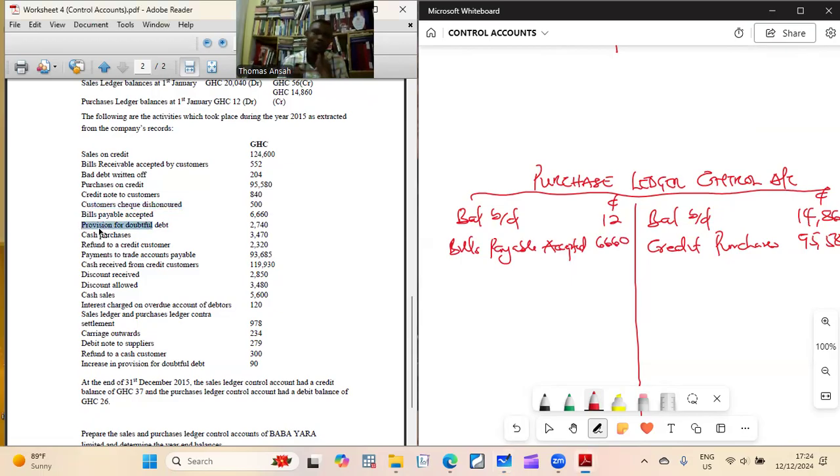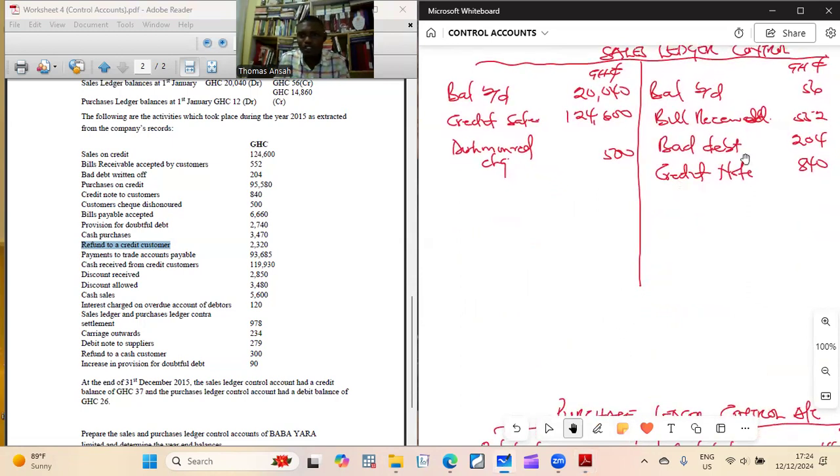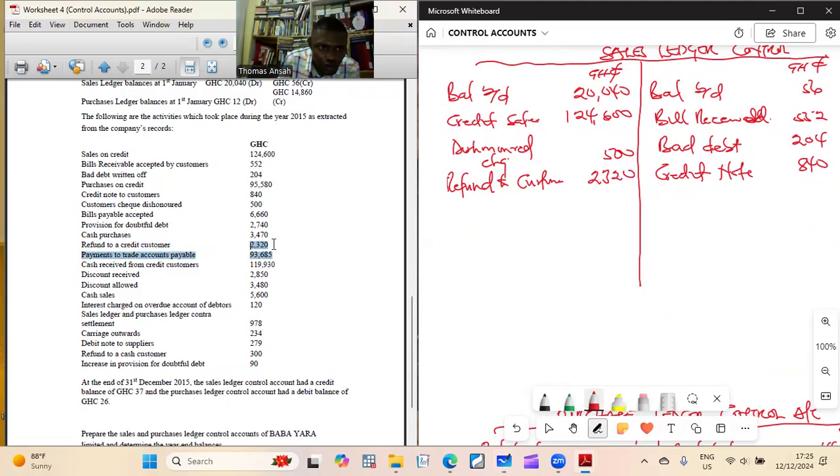All right, then provisions. Don't forget, we don't record anything for provisions in a control account. Cash purchases also is irrelevant because here we are looking at credit items. Then we have a refund to a customer. So how much? 2,320. Debit or credit? Obviously debit. Why? Because it is reducing some of the money that he paid. So refund to customer. Credit customer. That is 2,320, if I see it correctly.